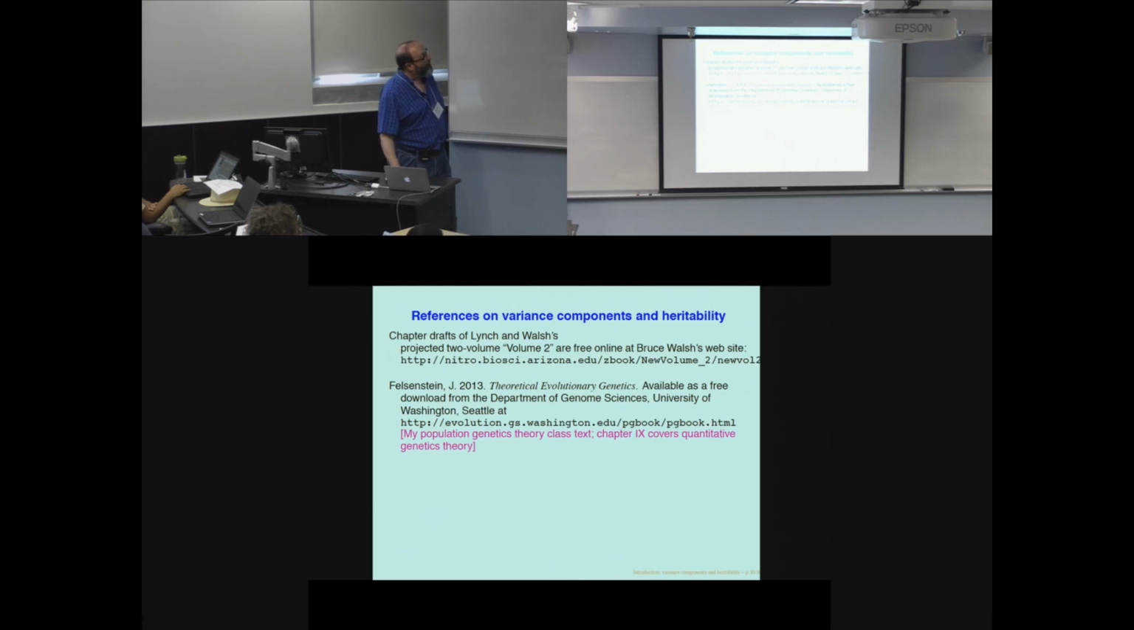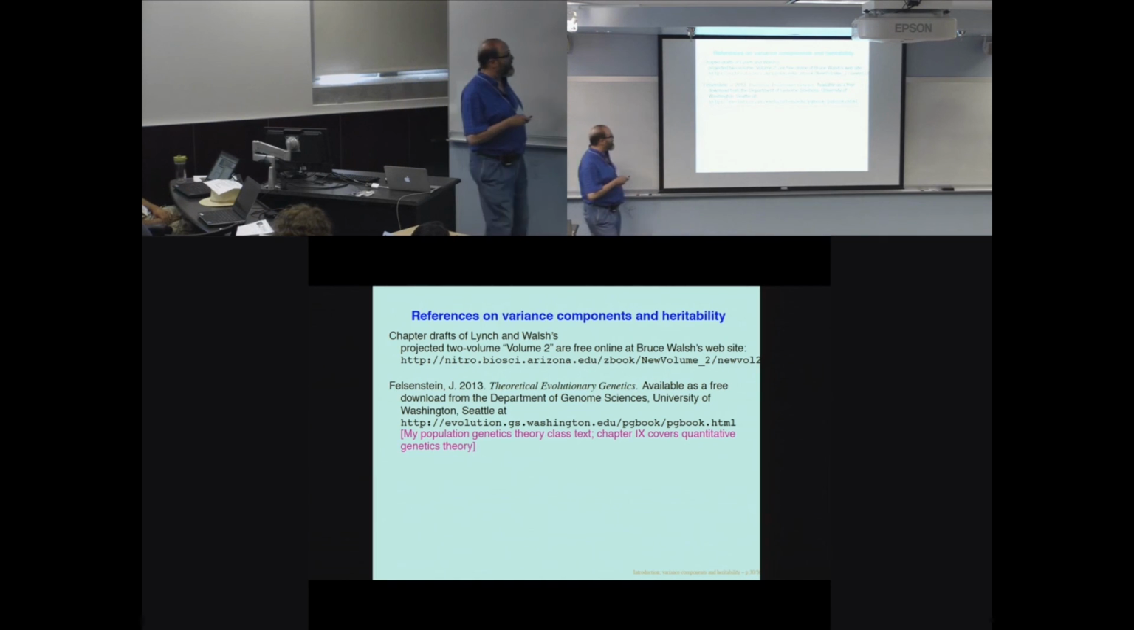Bruce also has chapter drafts of the volume 2, which he is working on with Lynch and Walsh. I have a freely downloadable textbook that's for my theoretical population genetics course. At least one person in the room has taken that course. And that can be downloaded from a website in my lab. Chapter 9 goes through the presentation with somewhat more detail.